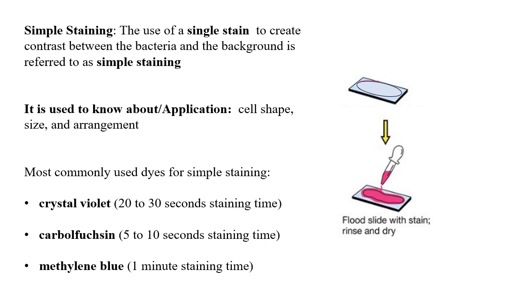Simple staining is simple because in this staining you use only a single stain to create contrast between the bacteria and the background. That's why it is simple staining. Commonly used dyes are crystal violet, carbol fuchsin or methylene blue. These usually take 5 to 10 seconds for carbol fuchsin, 20 to 30 seconds for crystal violet, and 1 minute for methylene blue. So once you prepare your smear, you can simply put the stain on the slide, let it be there for the time required for the particular dye, and then wash it out, let it air dry and see under the microscope. This is the simple staining.